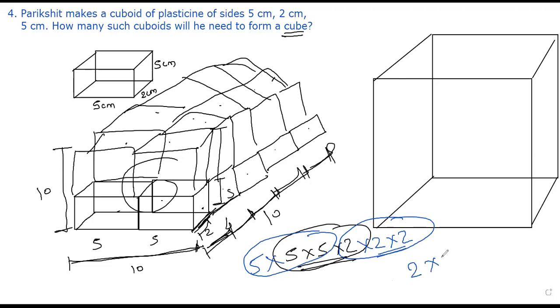That means 2 into 2 into 5. So 4 5s are 20, and that's the exact answer. That's what we have checked. 4, 8, 12, 16, and 20. 20 cuboids we need to make it a cube. Are you understanding the difference between the theoretical explanation and the practical explanation?